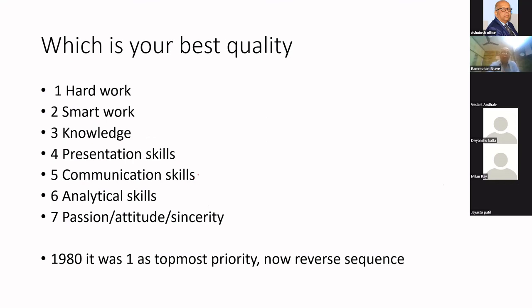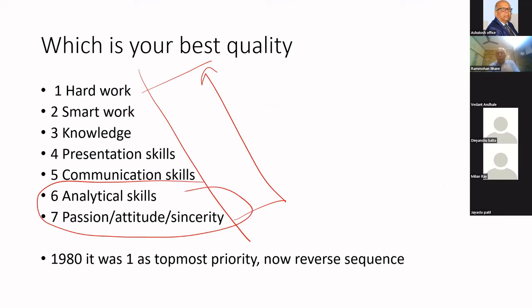Then the best qualities I gave you. In the past it started with this, now it starts with this and goes in reverse. So these first two are highest. In fact, I need to add one more for an accountant's position: integrity is one more thing.